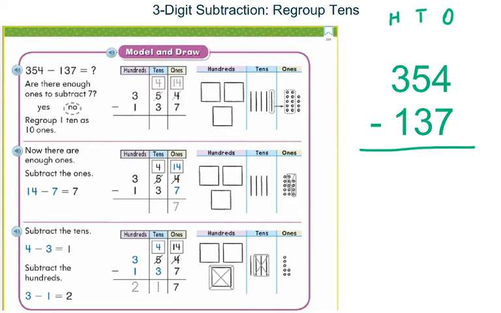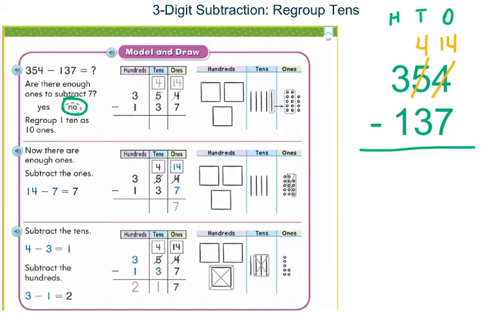If you only have 4, the answer is no. So we have to regroup 1 ten as 10 ones. So we borrow 1 from the tens, that will be 4, and we regroup 10 in the ones. That makes it 14. Now we have 14 minus 7. How much is that? Let's subtract.